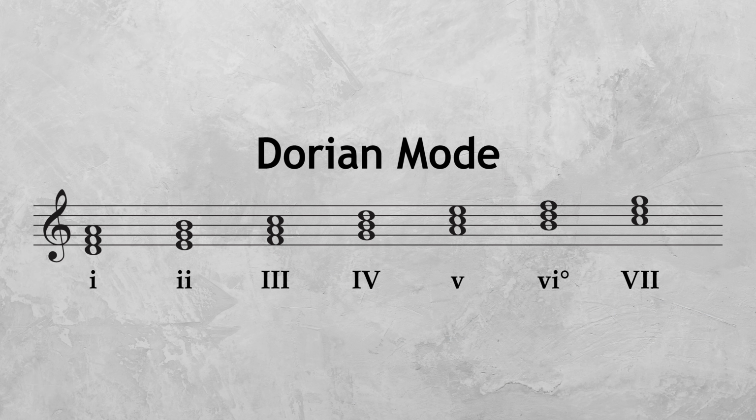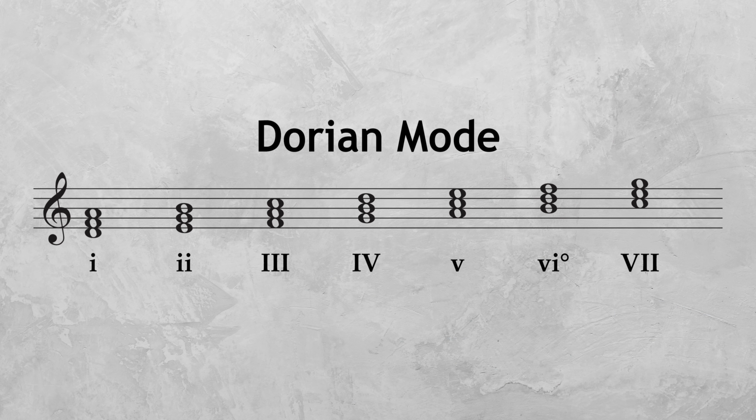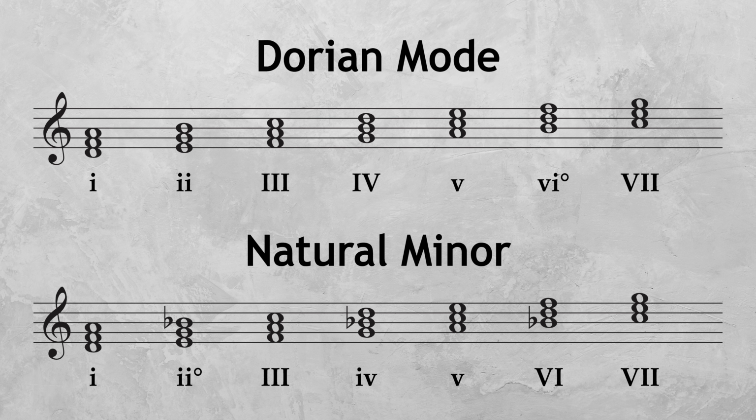When you look at the harmony of the Dorian mode, you can see that the triad qualities resemble natural minor, except for those triads that include the 6th scale degree. It's these triads that are impacted by that raised 6th scale degree that give Dorian mode its unique harmonic quality.